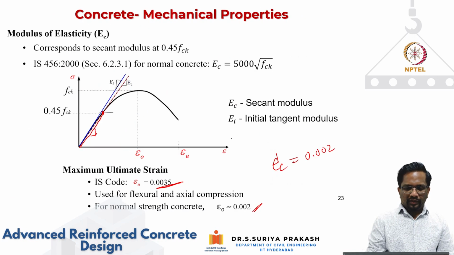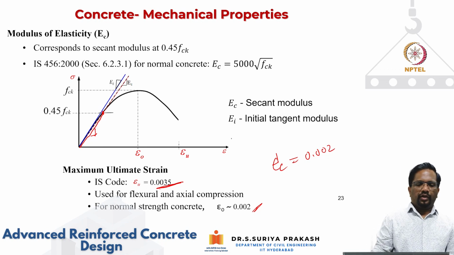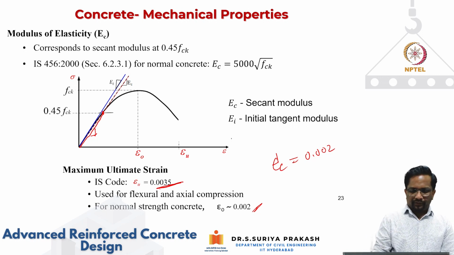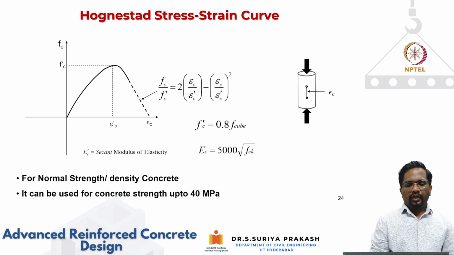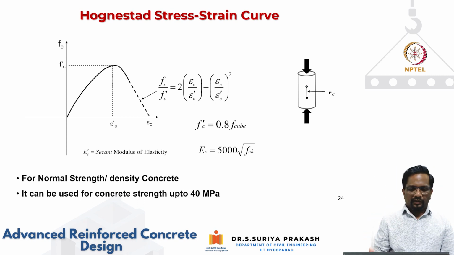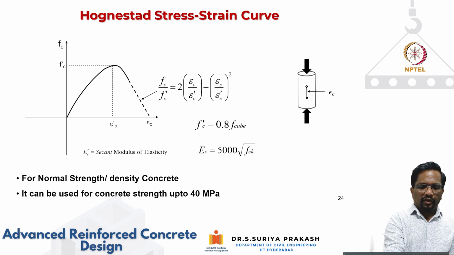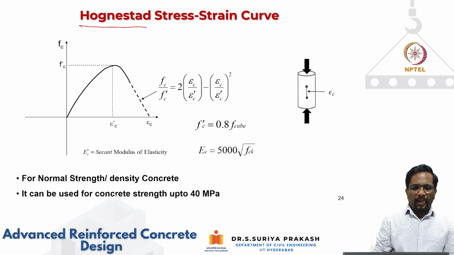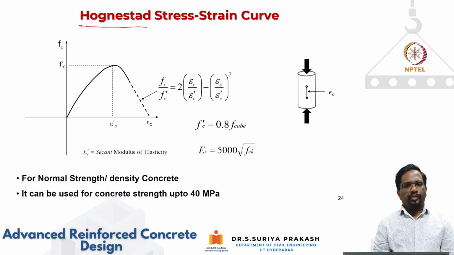So we talked about this. This is the way we define your elastic modulus. Our code defines elastic modulus, which is a secant modulus at about 45% of your compressive strength, and these are the strain values that are used. Now, when you test a cylinder, even up to 40 megapascal concrete, different people have proposed some stress strain relationships. One of the classical ones is proposed by Hognestad, also called the parabolic model, because the relationship between stress and strain is actually a parabolic equation. It is defined by: Fc by F prime C is equal to 2 times epsilon C by epsilon prime C minus epsilon C by epsilon prime C, the whole square.